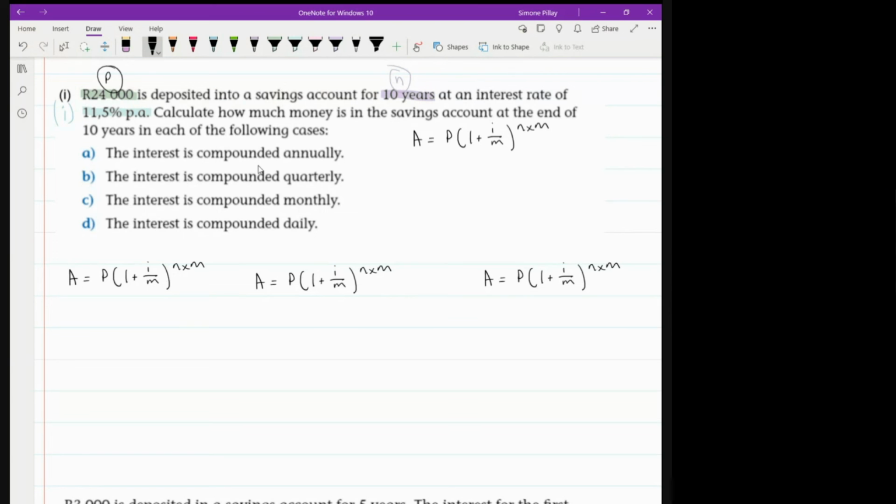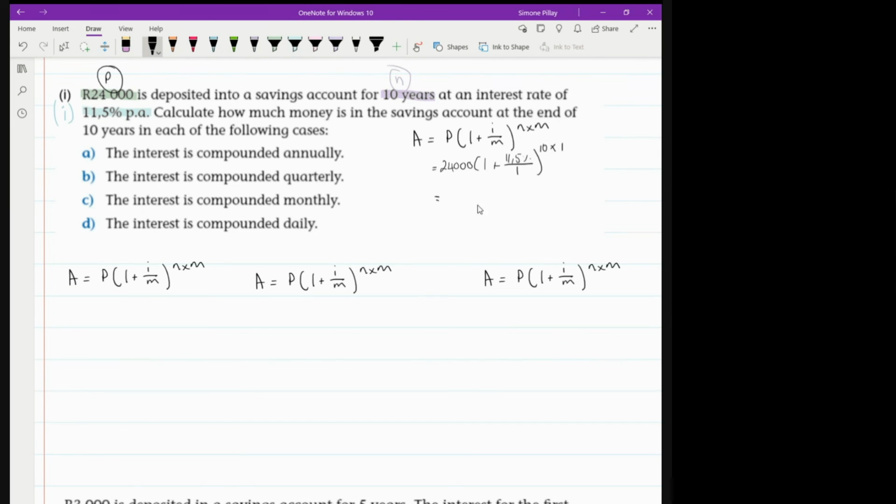So up here, let's do interest compounded annually. My P is going to be 24,000. I'm going to have 1 plus my i is 11.5%. M is going to be, because it's annual compounding, just 1. And then we have n, which was 10 times 1. Why 1? Because m is my number of compounding periods, and because it's annual, there's only going to be 1.